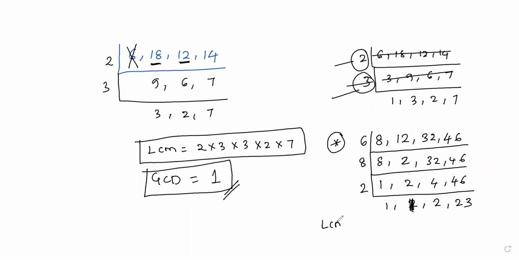So LCM is in the normal way: 6 into 8 into 2 into 1 into 1 into 2 into 23. So we are not bothering about that. But what about GCD?